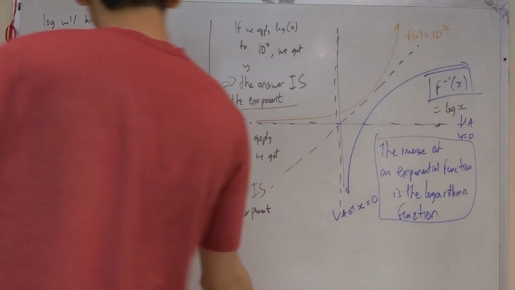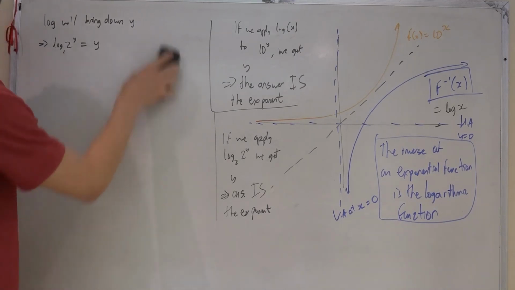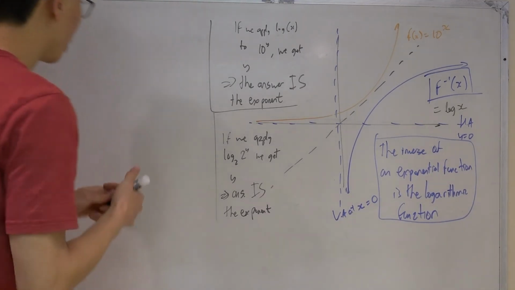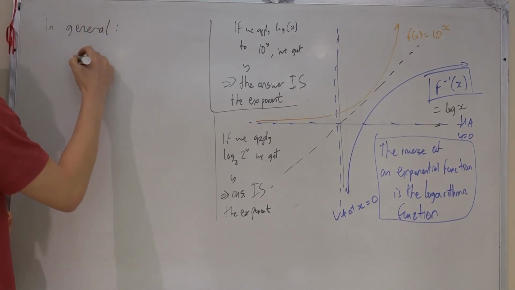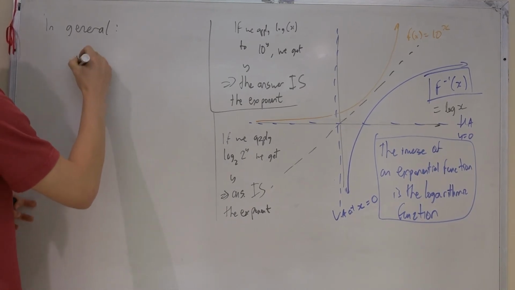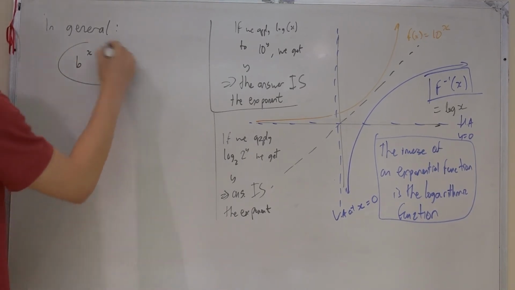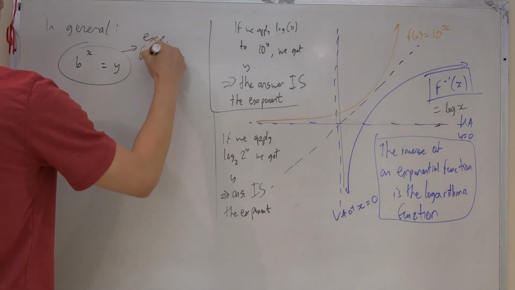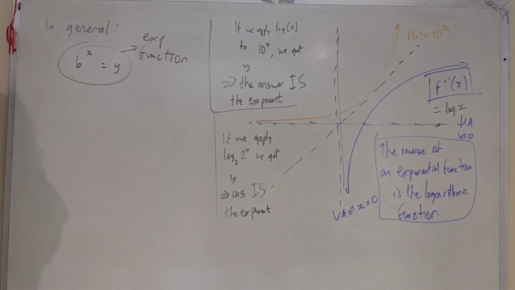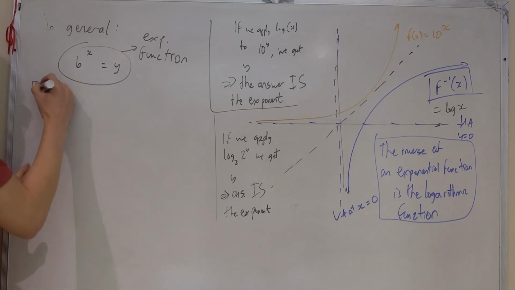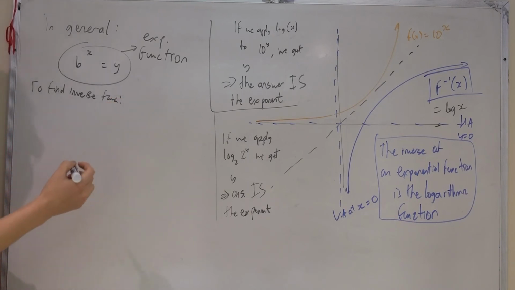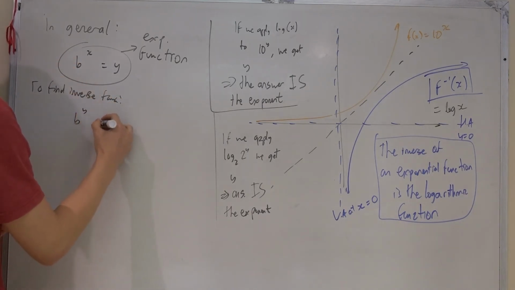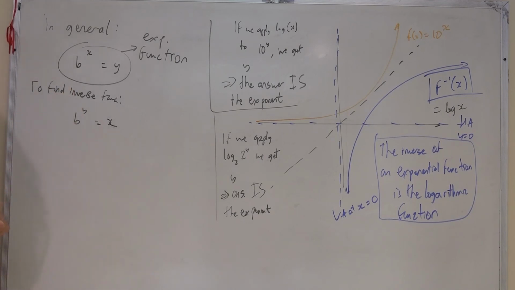In general, we are given this situation, so let me just write down the general case now. In general, we have a relation b to the x is equal to y. This is an exponential function. What we want to do is find the inverse, right? So to find the inverse function, what we need to do is switch the x and y and then solve for y.